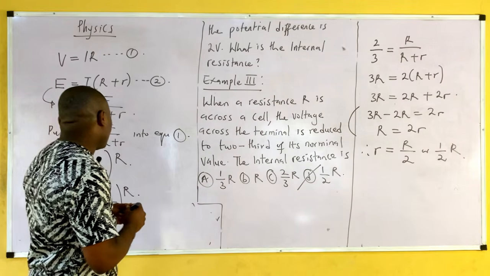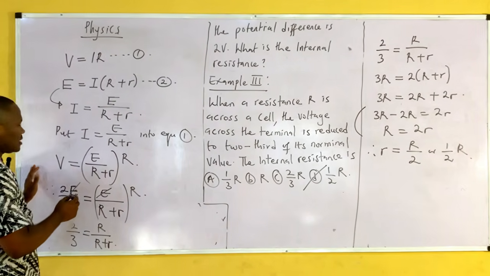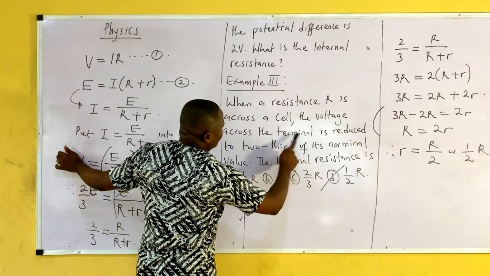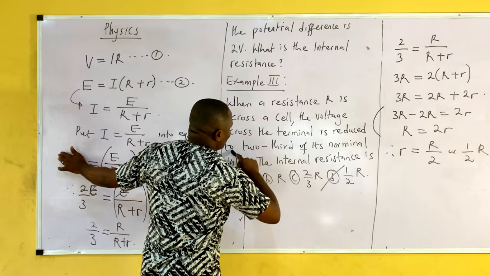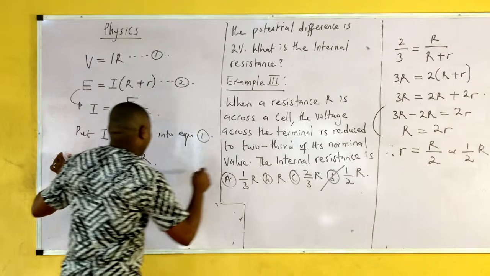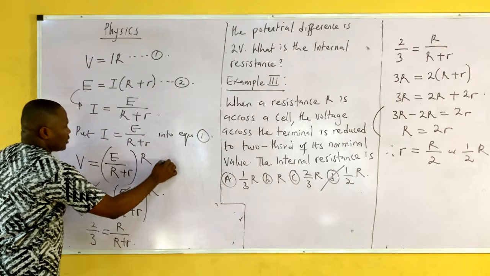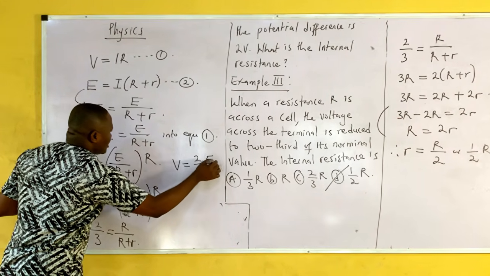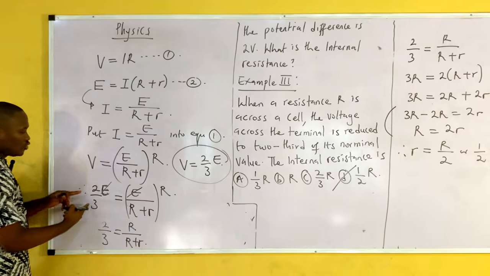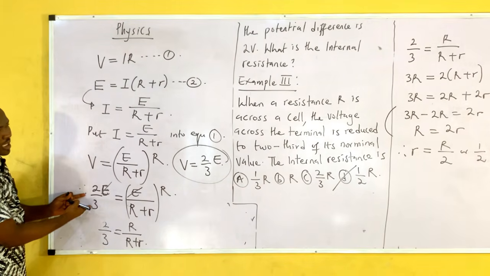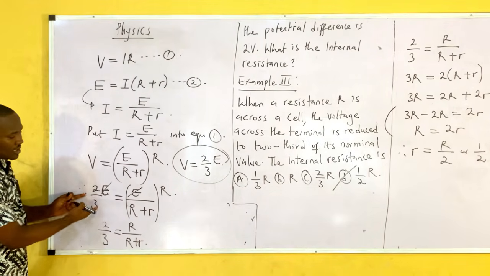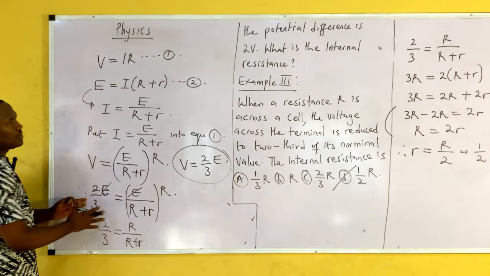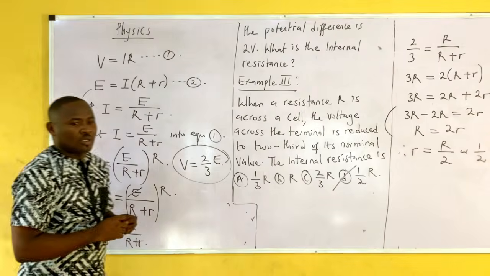Now, please take note of this. How did I solve this? I said the question told us the voltage across the terminal is reduced to two-thirds of its nominal value. So all of a sudden we now have V is equal to 2 over 3 of E. So this was what I now introduced into this place as V, which is equal to everything we have here. Once you have this place, the solution is easy.